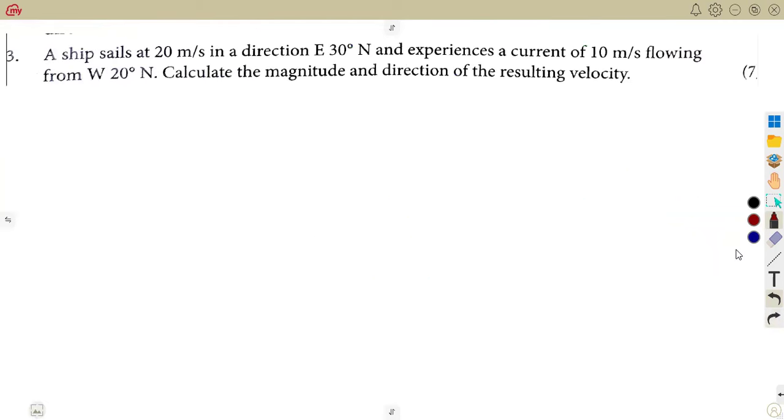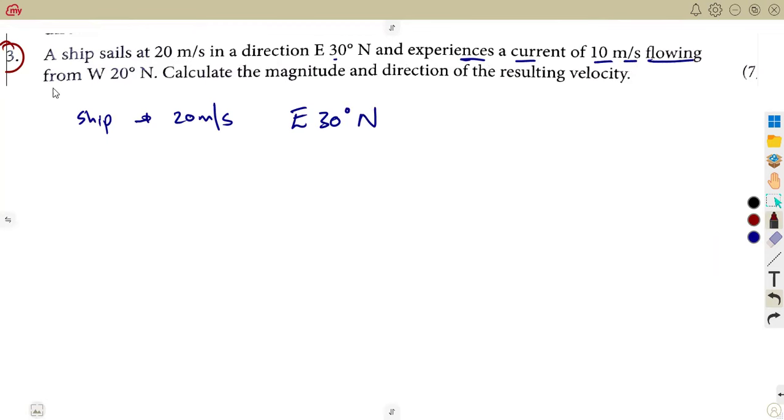Okay, like I said, guys, this is the most important part of our question, where the direction seems now to be different, in terms of the presentation. I want us to be careful with our question here, because I explained this in our introduction, but I'm going to give more emphasis. They're saying a ship sails at 20 meters per second east, 30 degrees to the north, and experiences a certain current of 10 meters per second. This is its speed.